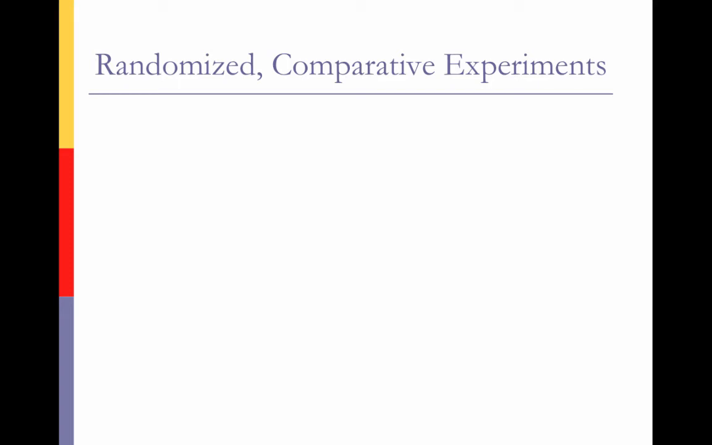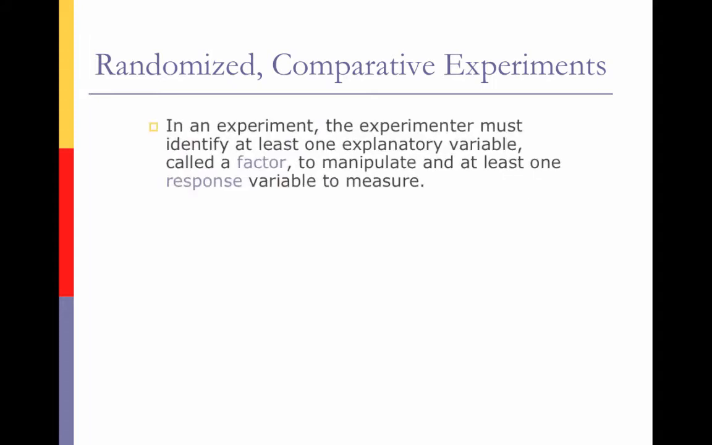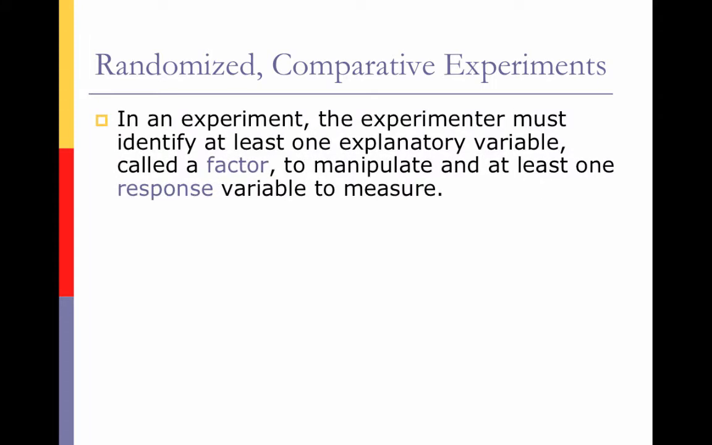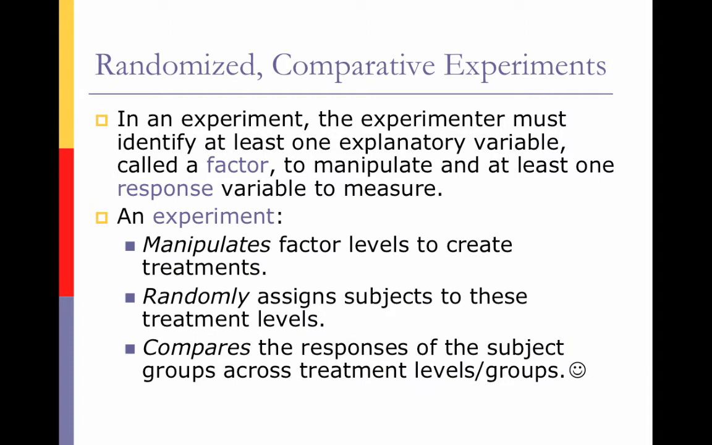We're going to continue with Chapter 13, and we're going to specifically talk about experiments today, specifically randomized comparative experiments. In an experiment, the experimenter must identify at least one explanatory variable, which is called a factor, to manipulate, and at least one response variable to measure. An experiment will manipulate factor levels to create treatments.